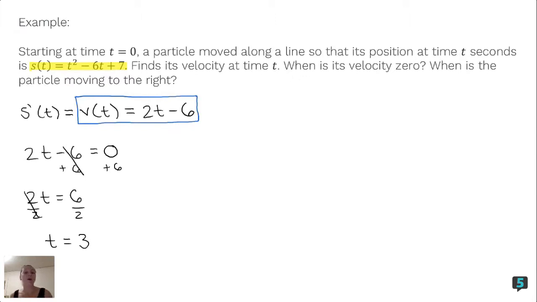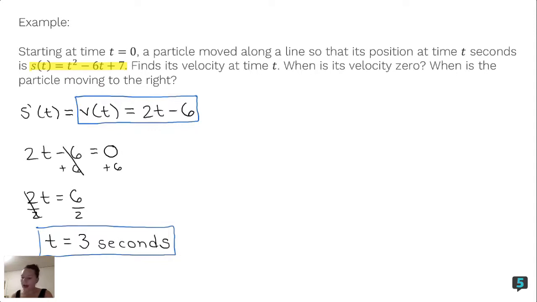Now, it's important that we make sure we include some units here. What units would I need for time here? T equals 3 what? We need t equals 3 seconds. So when is the velocity 0? The velocity is 0 when t equals 3 seconds.